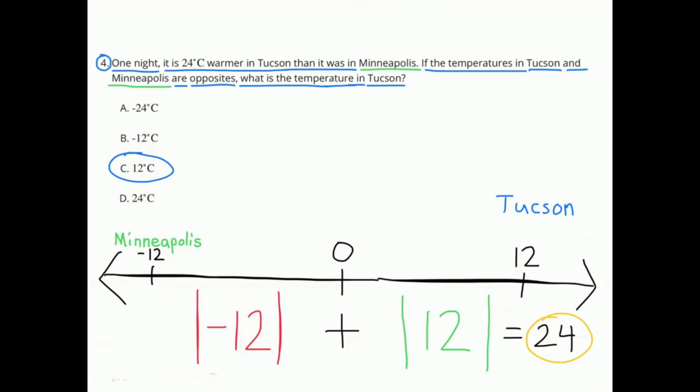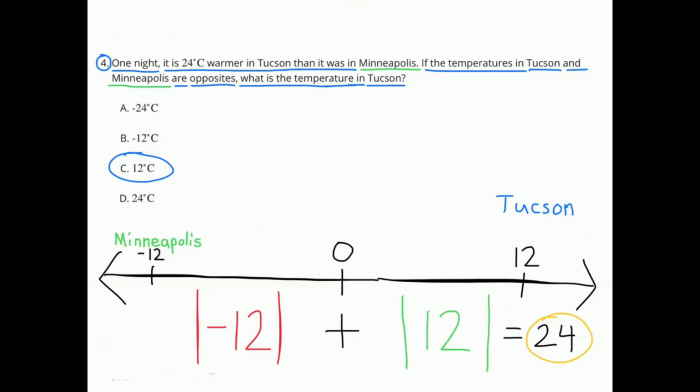I built a number line to help me figure this one out, and since the two temperatures are opposites and Tucson's warmer, I put Tucson on the right-hand side of the number line to represent a positive temperature, and I put Minneapolis on the left-hand side of the number line to represent a negative temperature. Since on that night Tucson was 24 degrees Celsius warmer than Minneapolis, I knew that there would be 24 degrees between Tucson's temperature and Minneapolis's temperature.